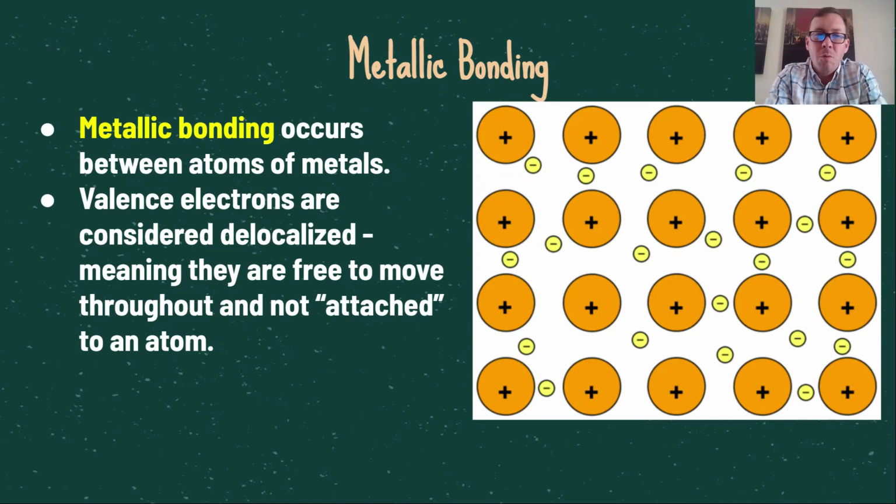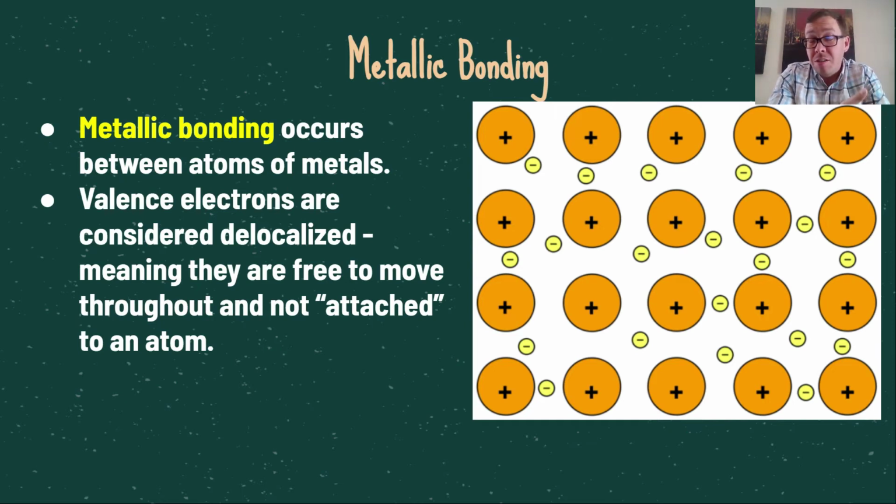Now, metallic bonding works a little bit differently. These occur between atoms of metals. Now, the valence electrons in these are considered delocalized, meaning that they are free to move throughout and not really attached to any one particular atom. So those electrons, rather than being just associated with one particular atom of the metal, are able to flow freely through the metallic solid.